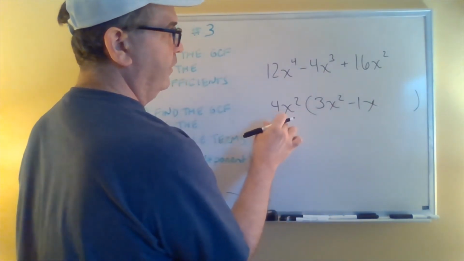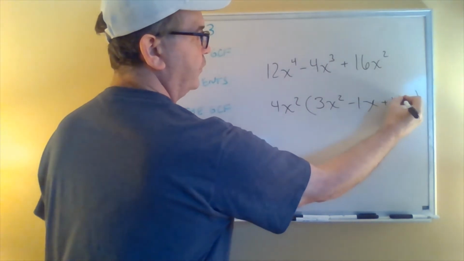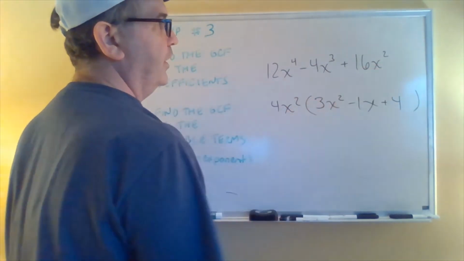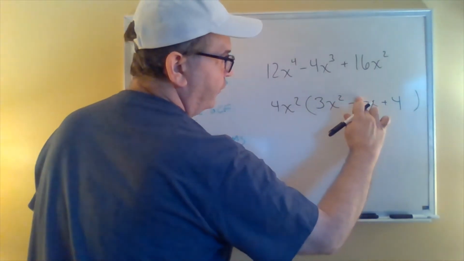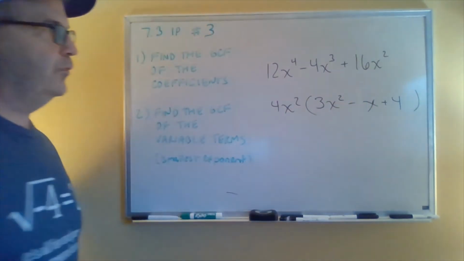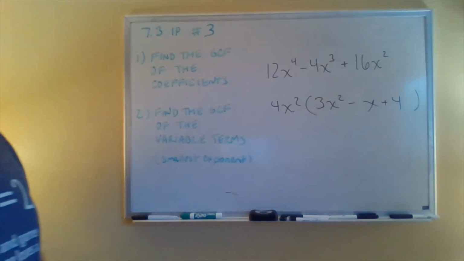And then I'm going to divide 4x squared into 16x squared. 16 divided by 4 is 4. And when I take x squared out of x squared, that just cancels out. So we have a 1 as a coefficient, so we don't write that. And this would be our answer here. 4x squared times 3x squared minus x plus 4.